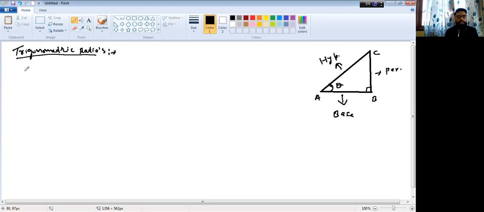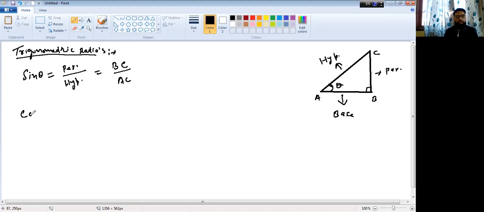So dear students, we have three trigonometric ratios. First one is sine of theta, which is equal to perpendicular divided by hypotenuse. You have learned that the perpendicular is BC in this triangle. So our sine theta will be BC divided by AC in this triangle.